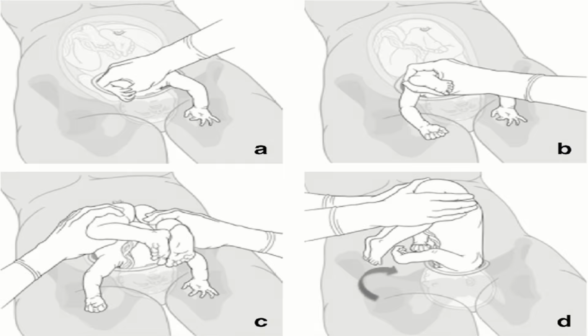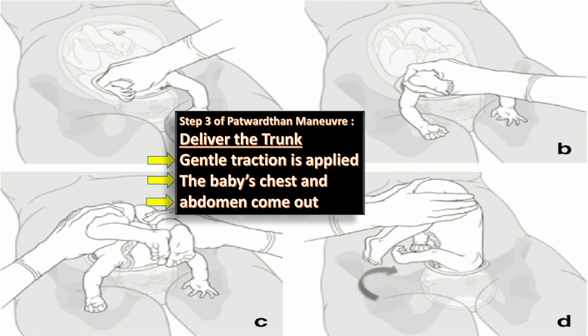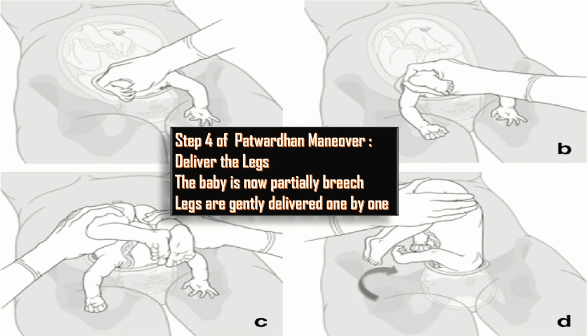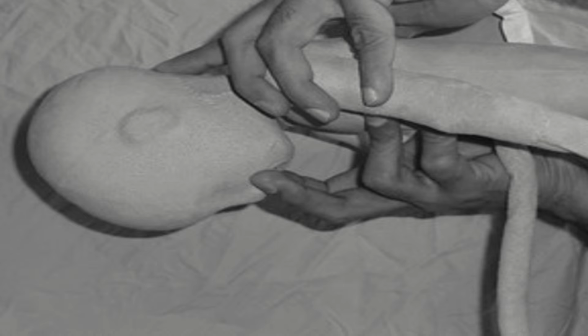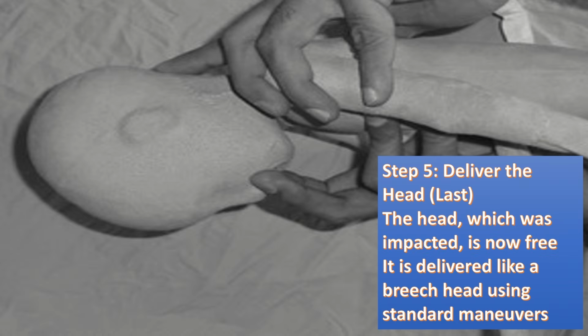Step 3 involves the delivery of the trunk. Gentle traction is applied. The baby's chest and abdomen come out. Step 4 involves delivery of the legs. The baby is now partially breeched. The legs are gently delivered one by one. Step 5 involves the delivery of the head last. The head which was impacted is now free. It is delivered like a breech head using standard maneuvers.